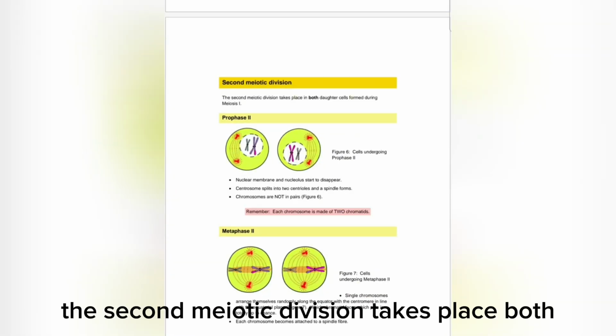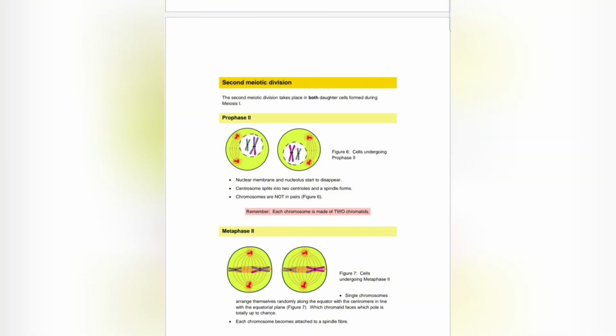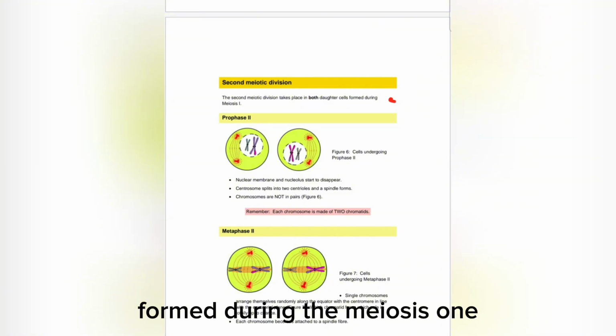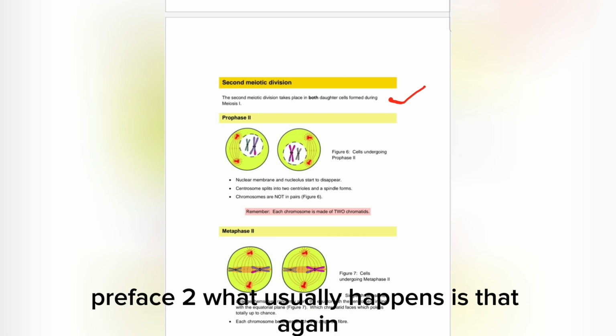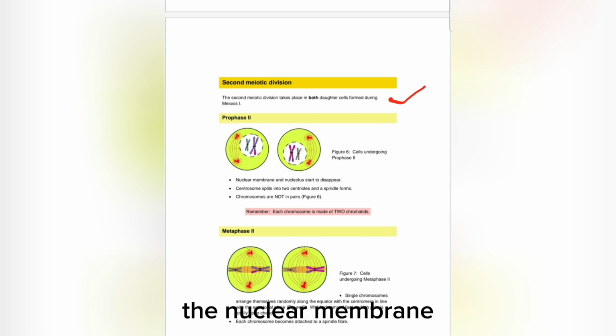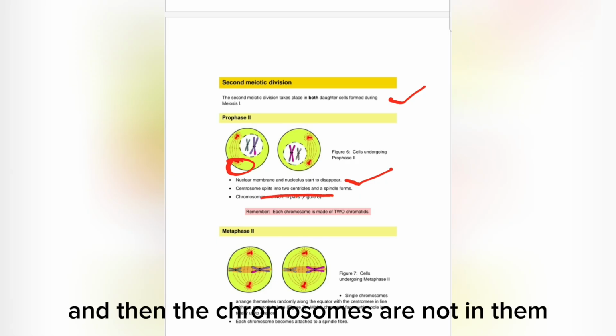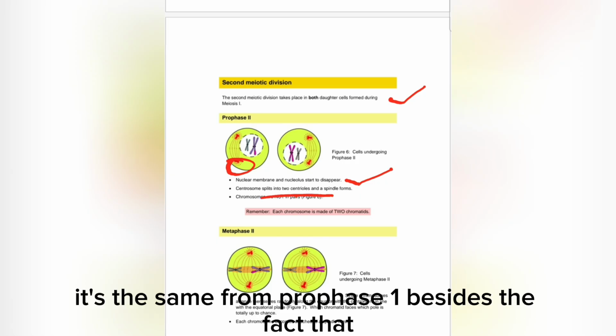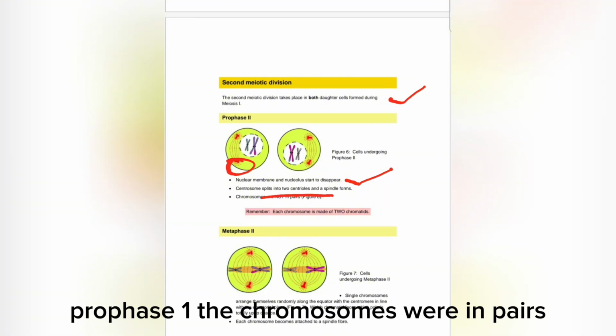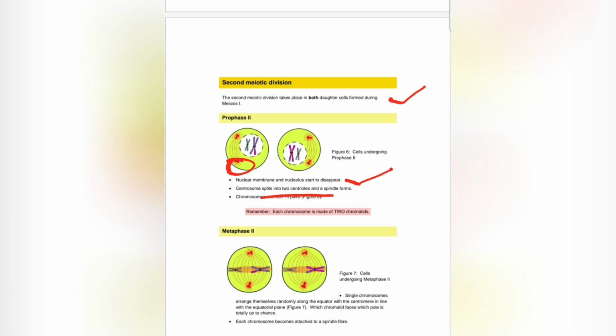So the second meiotic division takes place in both daughter cells formed during meiosis 1. So in prophase 2, what usually happens is that again the nuclear membrane and the nucleus start to disappear, the centrosome splits into two centrioles, and spindle fibers start to form. So pretty much everything is the same as prophase 1, besides the fact that in prophase 1 the chromosomes were in pairs, and now during prophase 2 they are not in pairs, right?